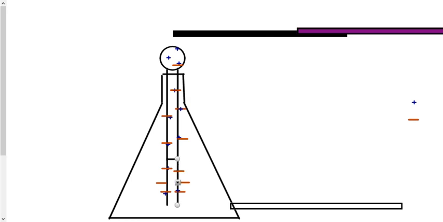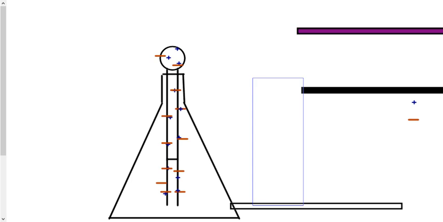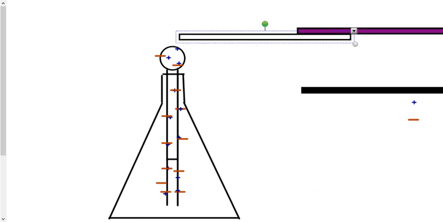The same thing would happen if we were to bring a positively charged rod in terms of the leaves, except what's different is that the electrons would be attracted. The electrons would want to come up, and again, the leaves would be positively charged. They would again separate.